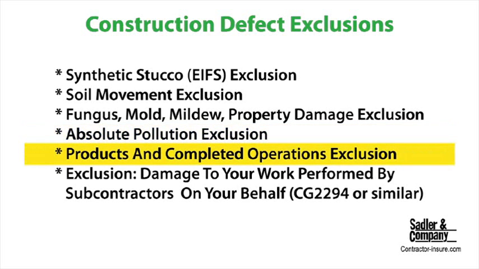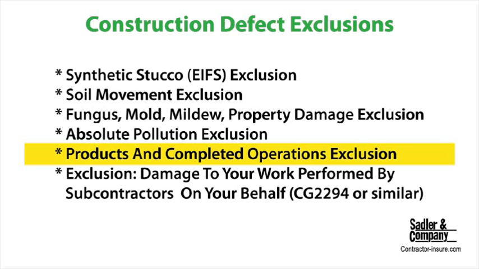The products and completed operations exclusion has the most devastating impact of all the exclusions and is not acceptable. Quite simply, this exclusion eliminates coverage for all bodily injury and property damage that occurs after the home has been sold.